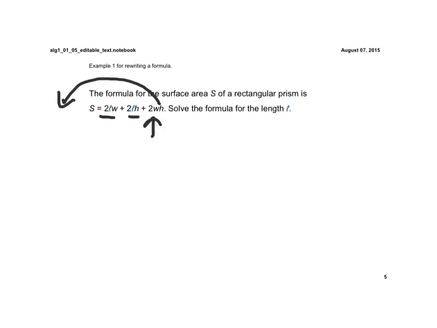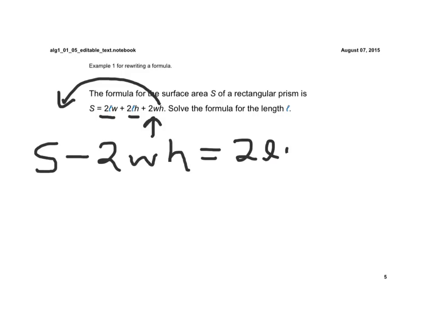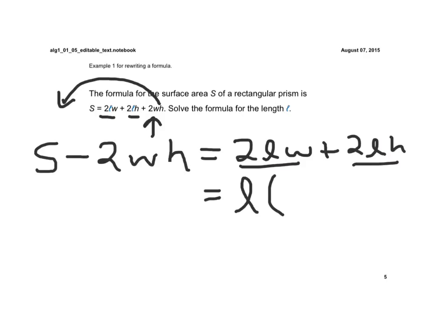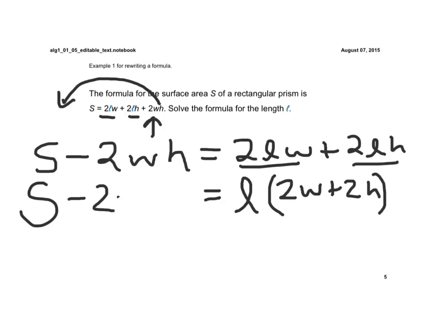So if we move it to the other side of the equal sign, it would become a negative. So I'm going to write it as S minus 2WH equals 2LW plus 2LH. Now again, here's where we have two terms that both have L in them. So we first have to undistribute that L from those two terms. We end up with 2W plus 2H equals the S minus 2WH.